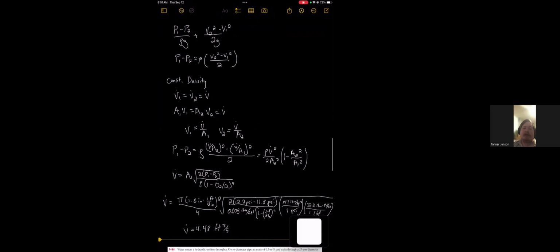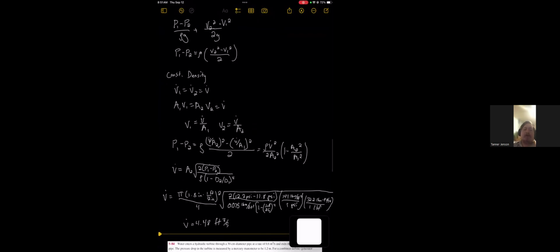And with constant density, we can assume that the volumetric flow rate is equal between the entrance and the exit, which means the area times the velocity of both entrance and exit are equal to the volumetric flow rate. So we can solve for V1 and V2 in terms of volumetric flow rate and area, and we can then plug those into the Bernoulli's equation rewritten for P1 minus P2, or for the pressure differential of the equation, which is shown below.